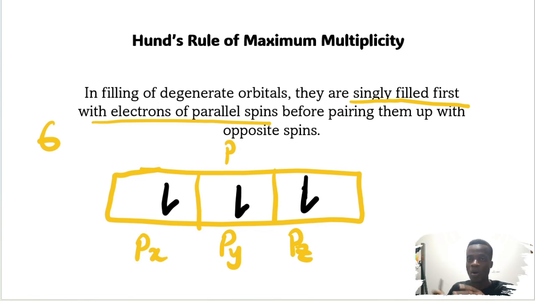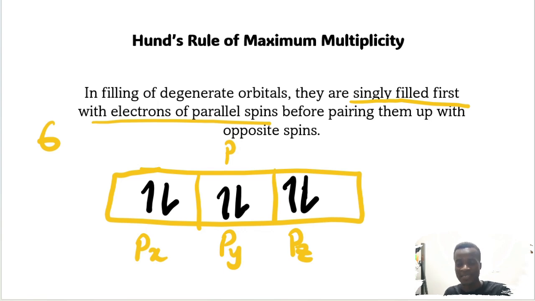Down, down, down, or up, up, up. It depends on the one that you follow first. But once you start with up, make sure you fill the rest with parallel spins before you go back and pair the other ones. So when I'm going back, I will no more go down, I will go up with the parallel ones. And then my degenerate orbital is complete. This applies only to degenerate orbitals.